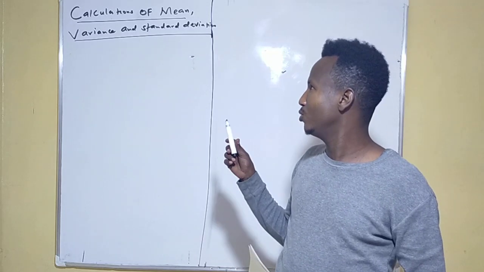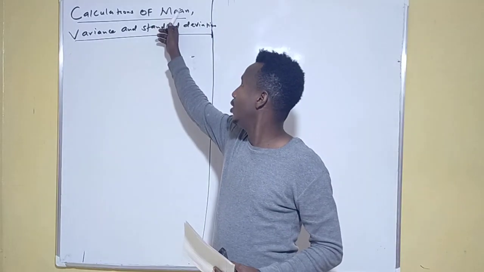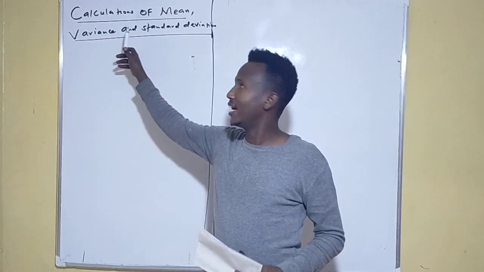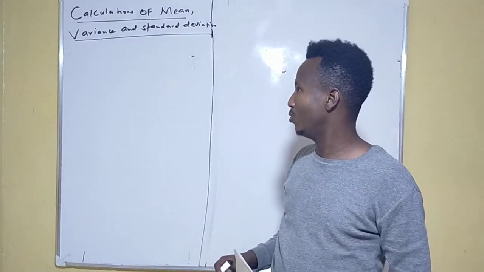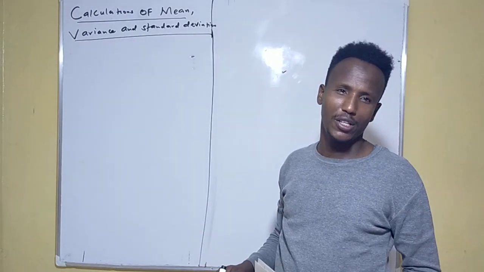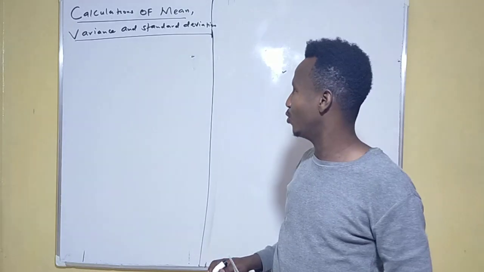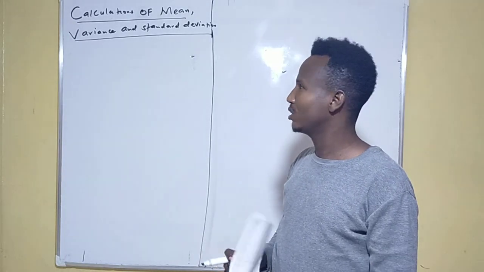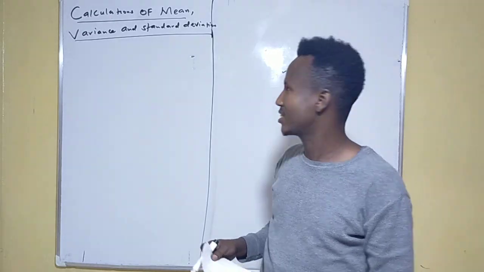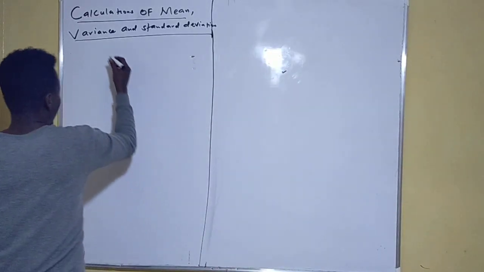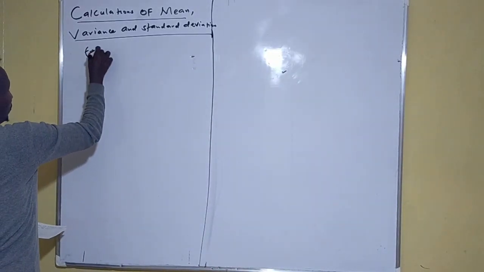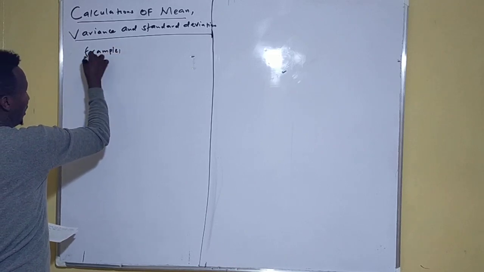So today I'll be taking you through these three, how to calculate mean, variance, and standard deviation. And this is the last concept of statistics knowledge in Form 4 for your information. Without wasting time, guys, let's go ahead and see the first example. Let's see example 1. We have our example 1 here.